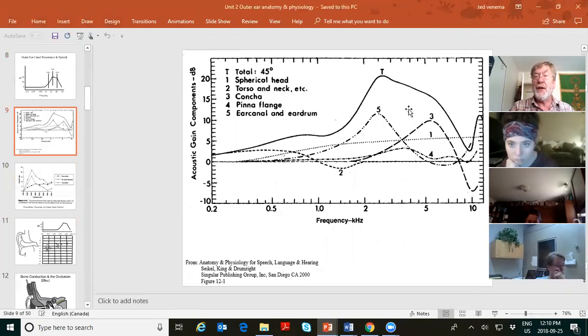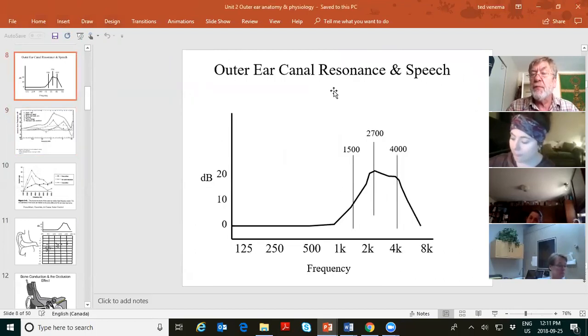And having said that, here, resonance of your ear canal, number 5. Resonance of your concha bowl, 5,000 to 6,000 hertz. Put them together, you got T for total. So when you're looking at T for total here, where is it? 2,700 hertz. And what's T for total worth? About 20 decibels. So all Ted Venema did was take this slide and make it simple.